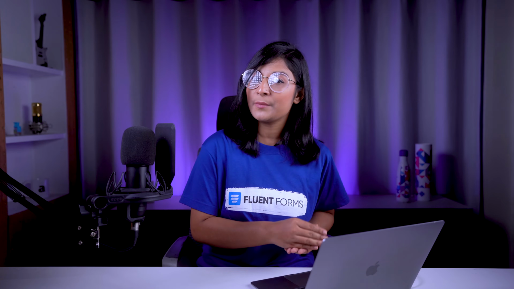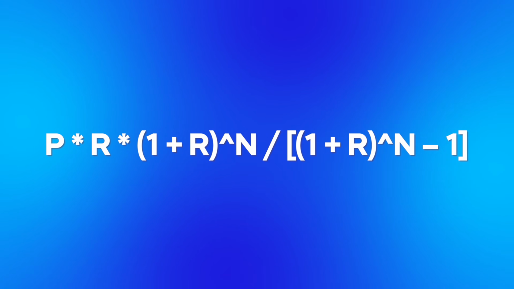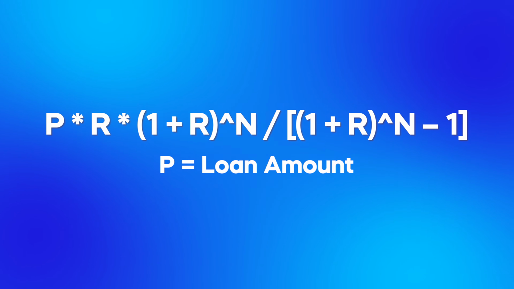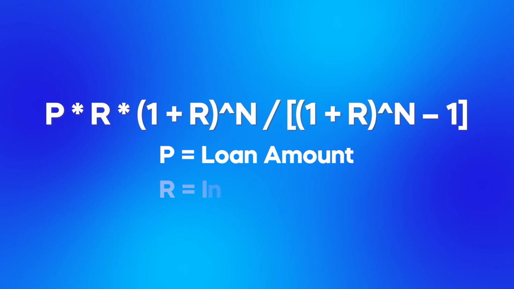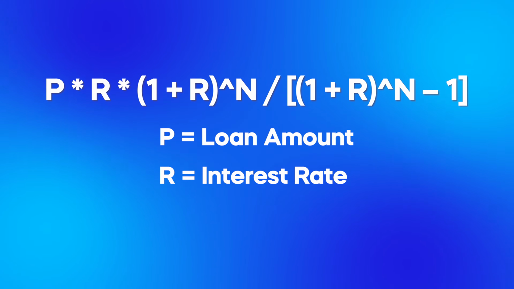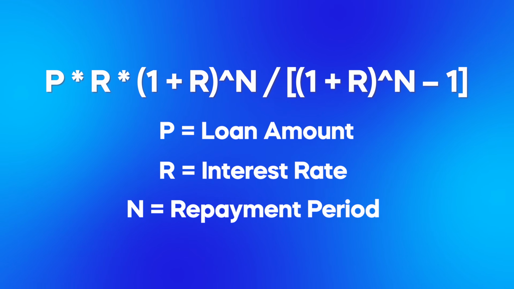Before you start adding form input fields, let's take a moment to understand how a loan calculation works. Here is the formula. As you can see, here P is the principal, which is the amount of money you want to borrow. R goes for the monthly interest rate, and N for the repayment period in months.